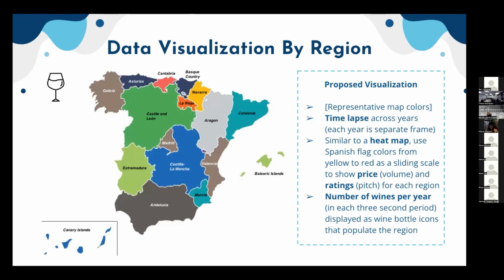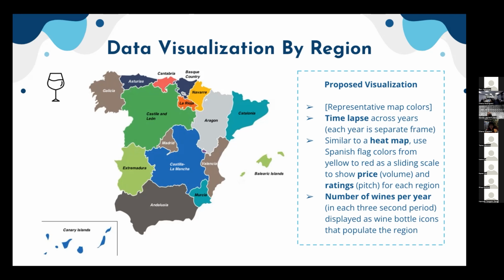For the visualization, I thought it could be cool to have a time-lapse experience while the music is playing in the background, going through the years, with a heat map from yellow to red showing the price and the weighted ratings for each region, and an icon appearing showing the number of wines in the data set per year while the heat map slides in scale and color. That's the visualization aspect.